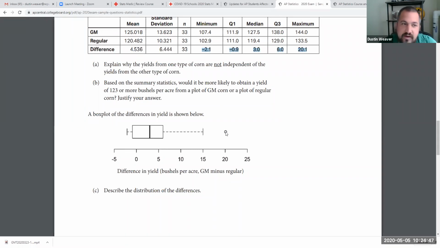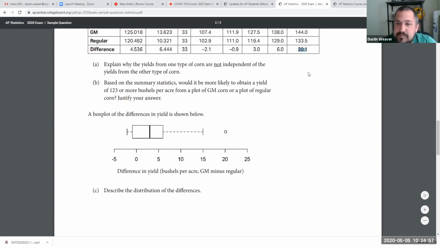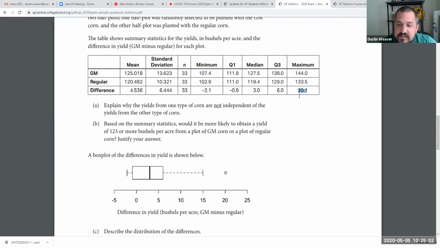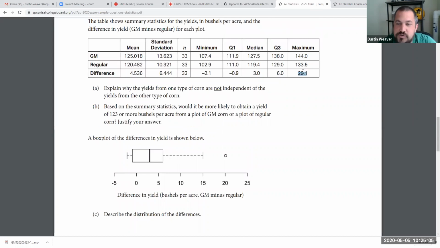There is one outlier. I would say there is one high outlier. So that's what the dot is. It's a high outlier, not a low outlier. So there's one high outlier, and it is the plot that had 20.1 bushels per acre. So it's the plot that had a difference of 20.1. That means the genetically modified one was over 20 bushels more than the regular. So that's your outliers. What about the center?